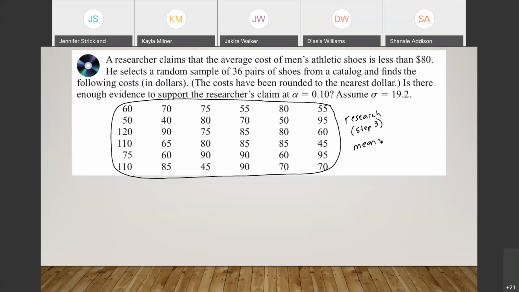All right, so I've done this already. Let me see if I can get it back up here. When you add them together, you get 2,700. There are 36 numbers. So that gives you a mean of 75. That's the only part that you're missing. We have a couple of minutes. We won't finish it, but I want you to do the hypotheses for me.